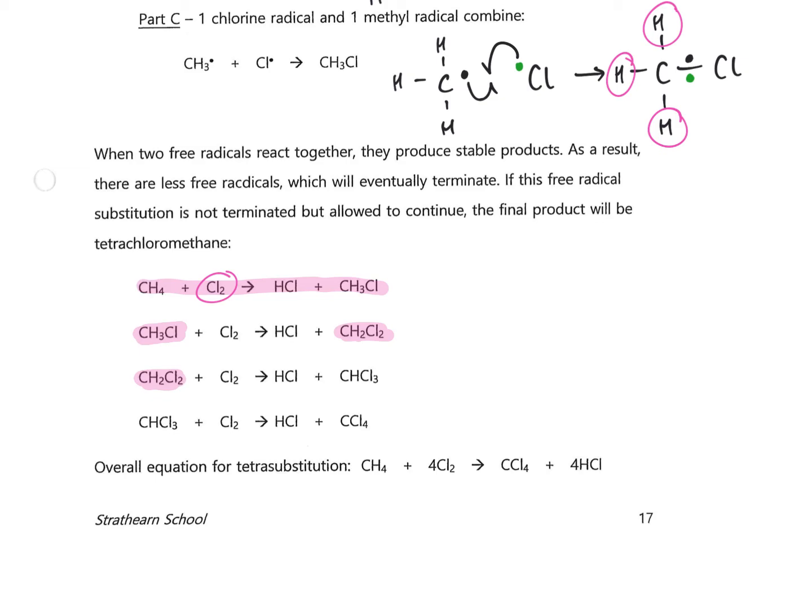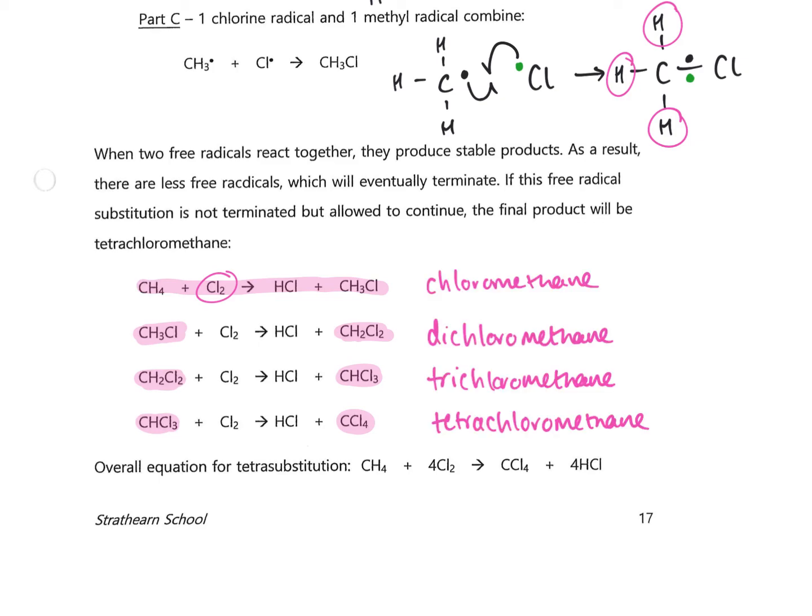Then we could take that and react it with more chlorine, and there would be three chlorine atoms attached to your carbon. Then we would take that trichloromethane and substitute our final hydrogen atom, and it would form tetrachloromethane. So you might want to write the names of those products beside the equations if you wish.